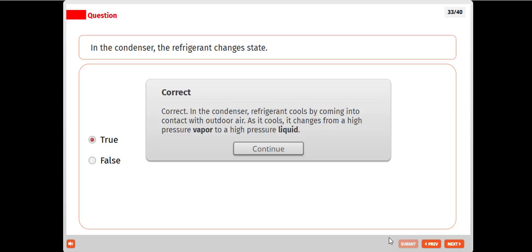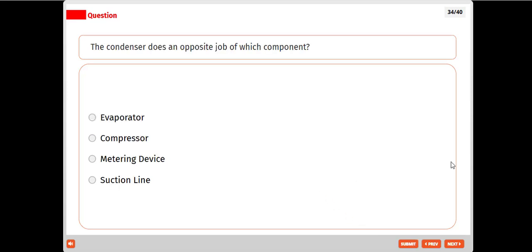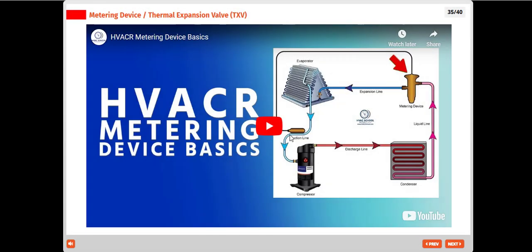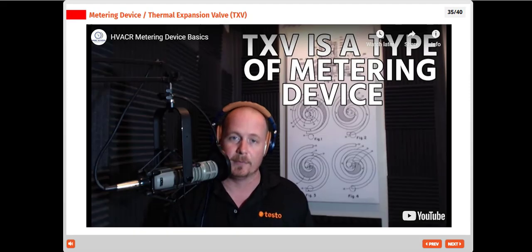from vapor to liquid. The condenser's job is the opposite of the evaporator's. The next component is the metering device, and the purpose of the metering device is to act as a pressure dropper. It's there to create a pressure drop, and so it separates the high side and the low side of the system.